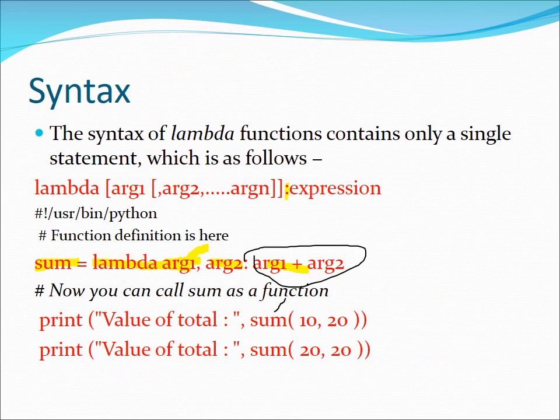Here we can see the syntax of a lambda function. It begins with the keyword lambda, then the set of arguments, colon, followed by an expression. So the expression part tells the body of the function. This is a sample code: sum is equal to lambda argument 1, argument 2 colon argument 1 plus argument 2. The body of the lambda function is argument 1 plus argument 2. This is an expression, and the value after executing the expression is returned. This is the role of the lambda function.